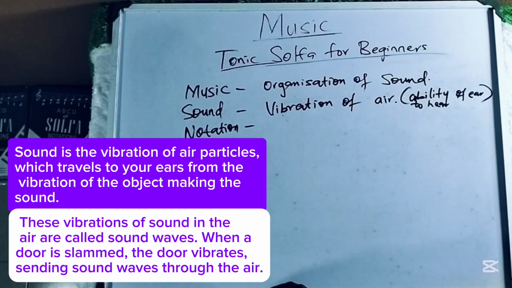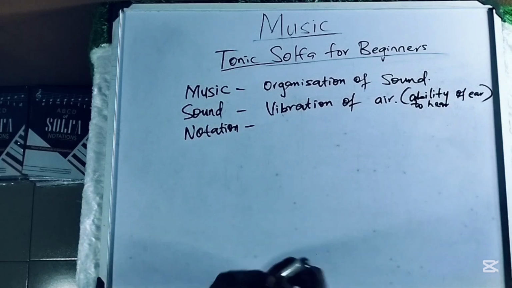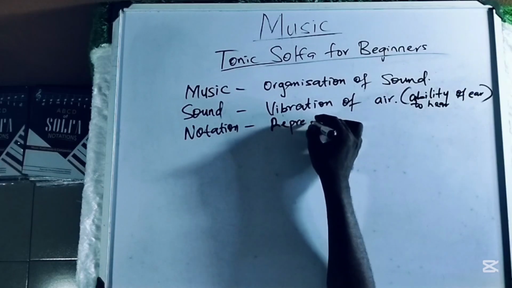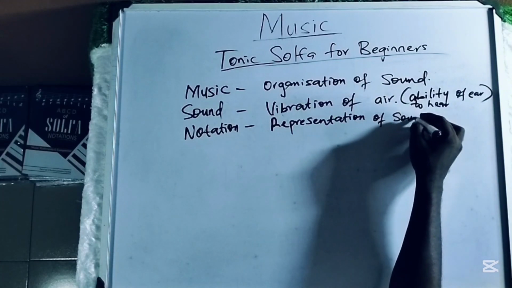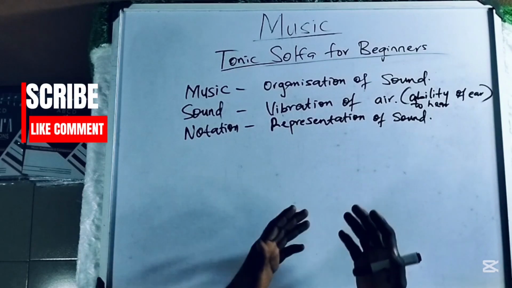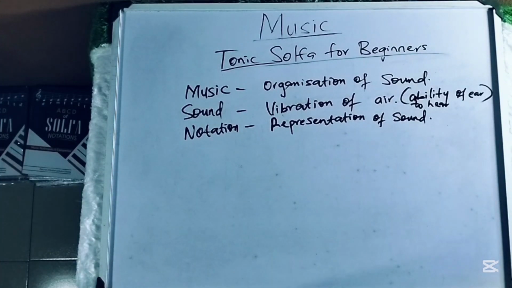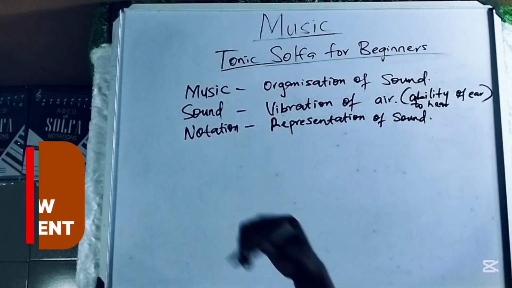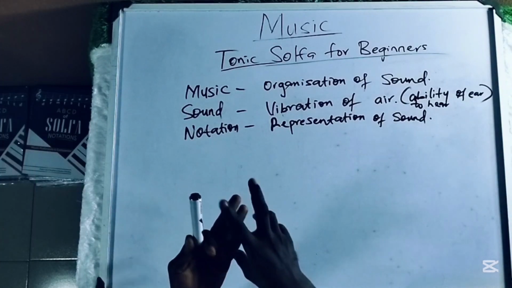We cannot see sound, therefore we need something to represent it, and that is what we call notation. Notation is the representation of sound. It is the act of representing sound with letters, symbols, and other things. Sound is represented by notes, as in notation. These three things are important in notation: signs, symbols, and alphabets.